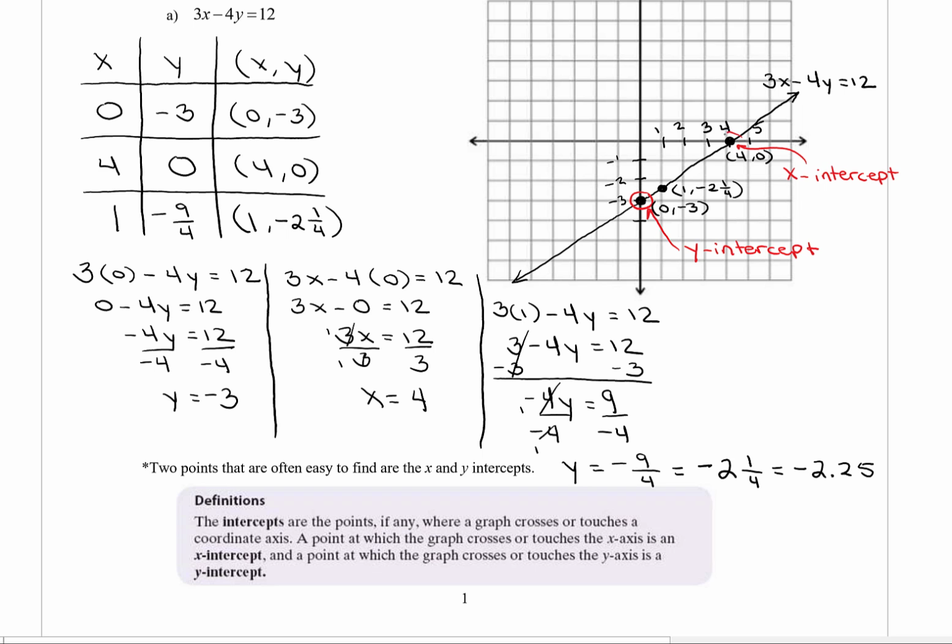In order to find an x-intercept, you must substitute 0 for y and solve for x, and then write it as an ordered pair. To find the y-intercept, you must substitute 0 for x and solve for y, and then write that as an ordered pair.